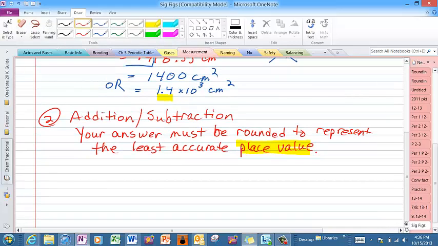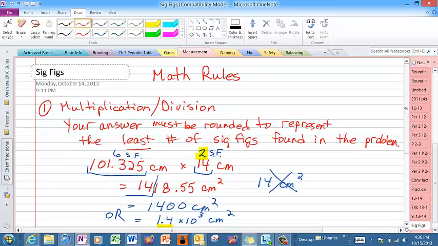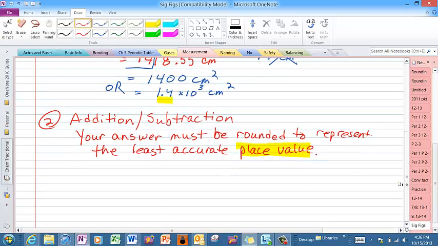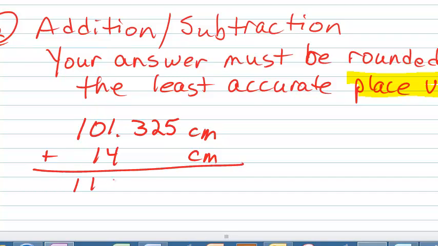So let's say those two numbers that I had up above that I multiplied, whoopsie, get back here. Let's say I wanted to add those two numbers. So I'm going to take 101.325 centimeters, and I want to add 14 centimeters to that. I'm just going to add this up in my calculator. My calculator says 115.325. A centimeter plus a centimeter is going to give me a centimeter.